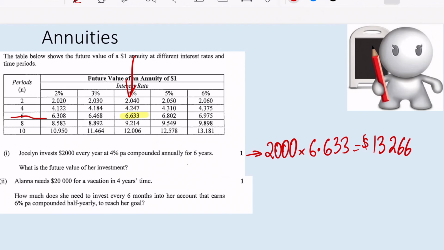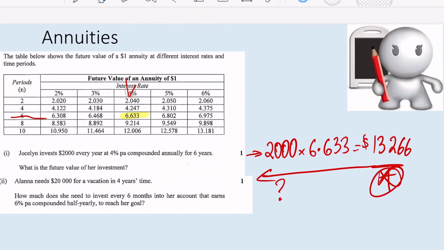All right, so number 2, Alana needs $20,000 for a vacation in 4 years' time. Now that's her future value. So now this time we're actually working backwards, because what we've been given is the future value, okay, and what we want to work out is her regular contributions. Okay, all right. So let's proceed.